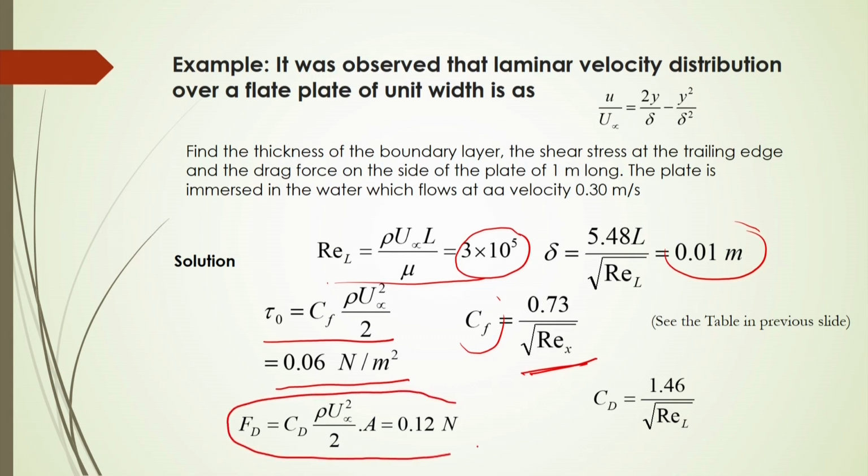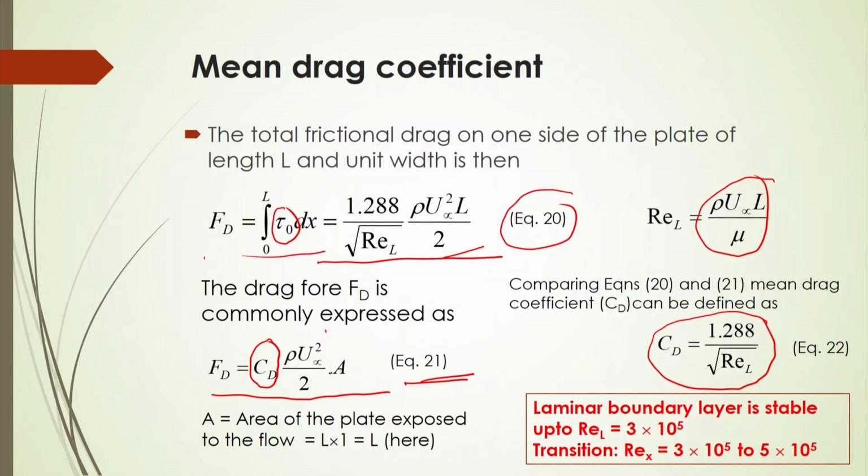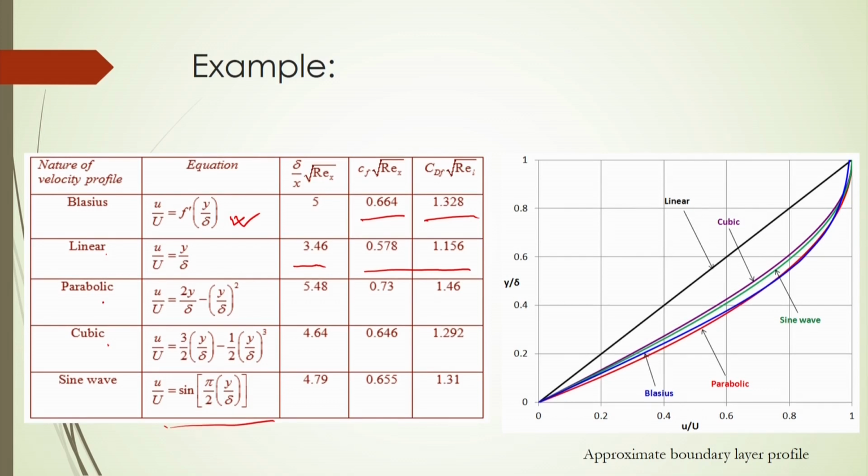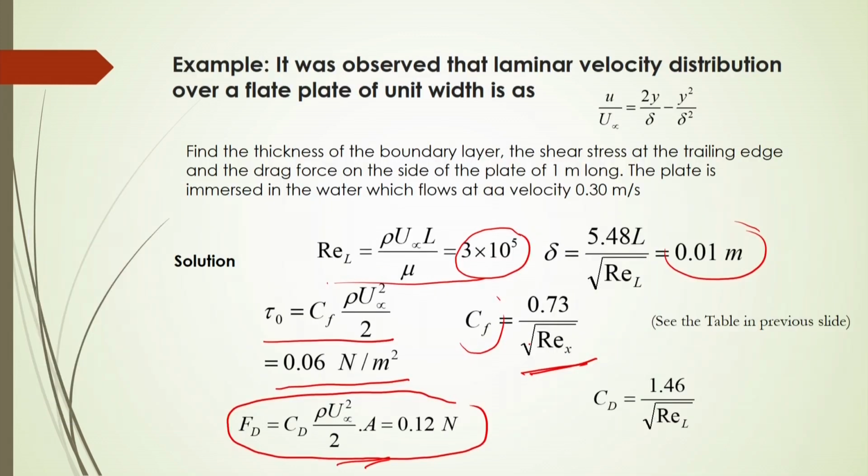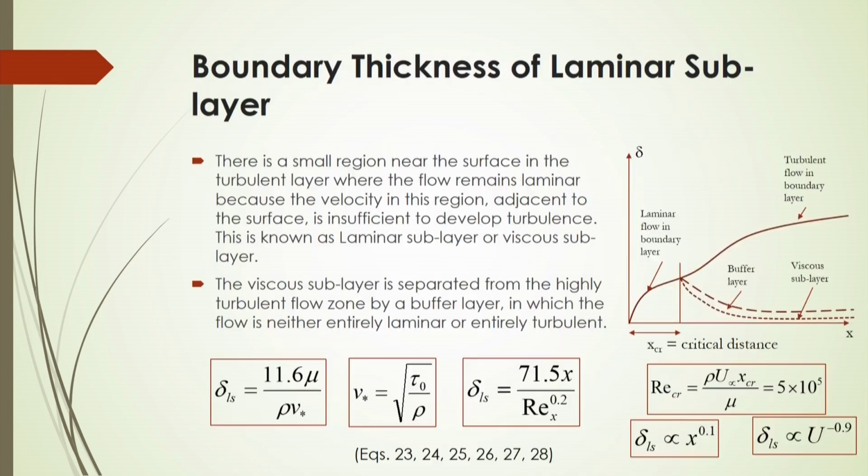Similarly, Fd can be calculated based on this equation. The equation is shown in the earlier slides, or here also you can have this. Based on this equation, you can calculate what will be the drag force according to this drag coefficient here. Now, what should be the boundary layer thickness of the laminar sublayer here? So, we have already discussed what the laminar sublayer or viscous sublayer is.